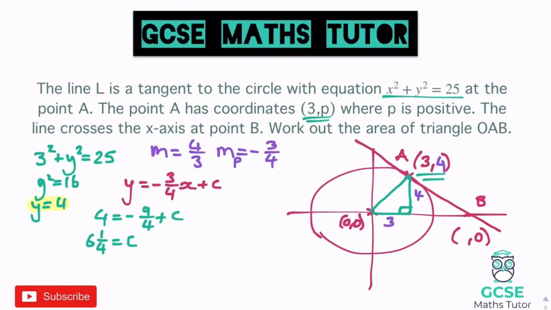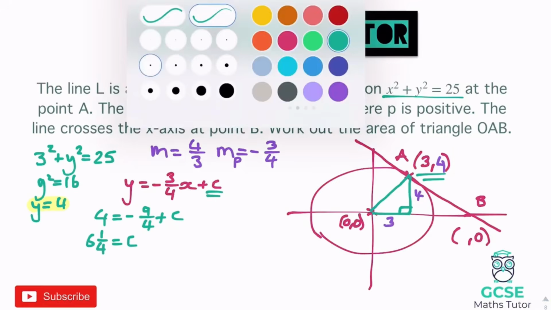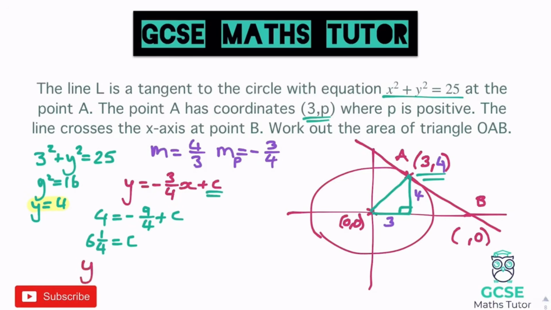Right, so plugging that in place of c up here will give us our line equation. So let's put that in. We get y equals negative 3/4 x plus 6 1/4. There we go, and there is our next step here. Now we've got the equation of the tangent. Now we can use the equation of the tangent to find out the x coordinate down here, so we can get the base of the triangle. So that's our next step.